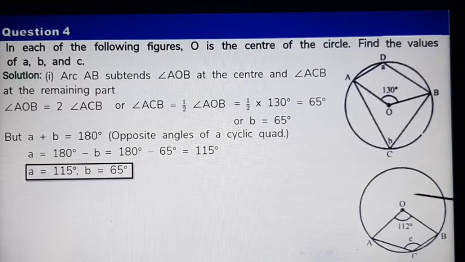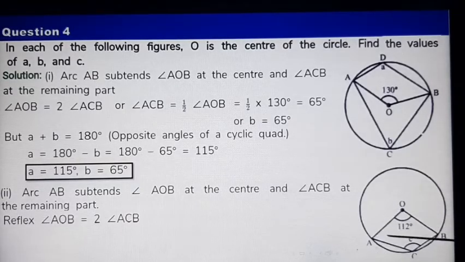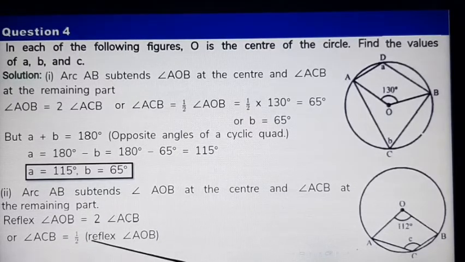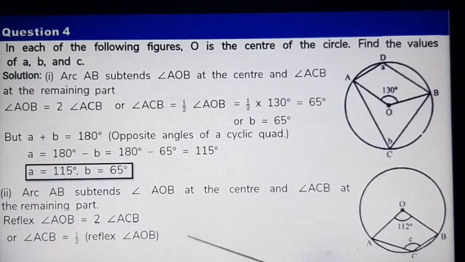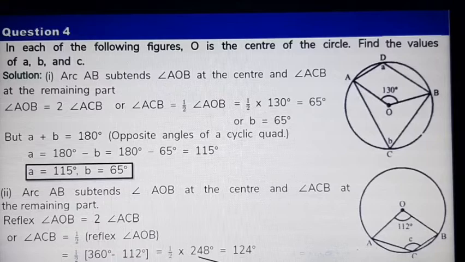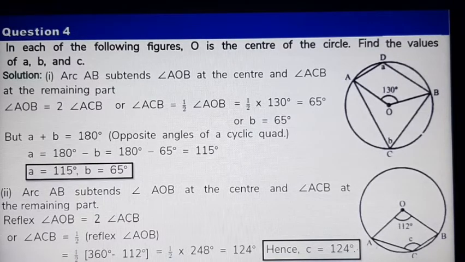So the angle subtended at the center will be double this angle. That's what the theorem says. So reflex angle AOB will be double the angle ACB, which is C. Now we can write ACB equals half of reflex angle AOB. Let us see the value of the reflex angle. We know this is 112, so this will be 360 minus 112, which is 248. Half of 248 is 124. So the value of C will be 124 here. Pause the video to note down.